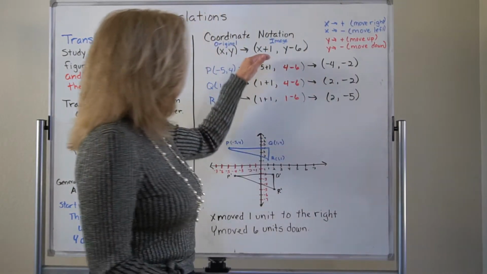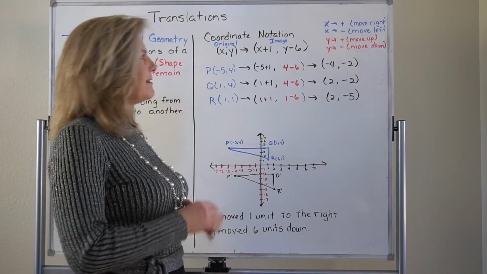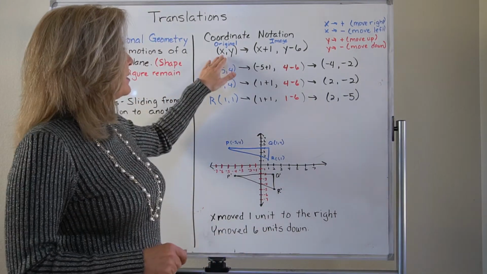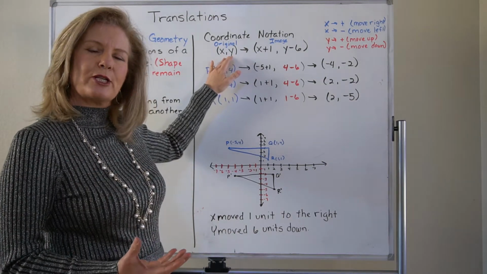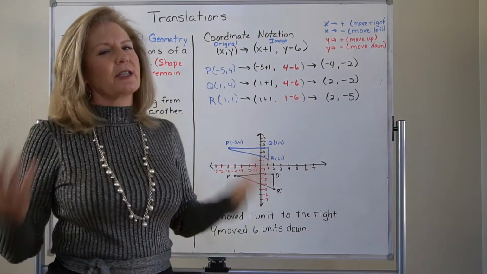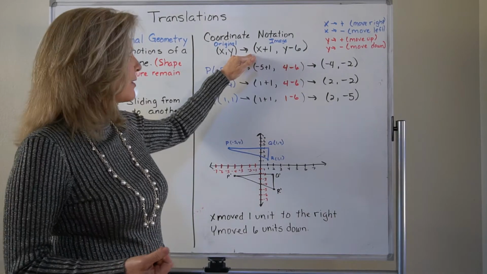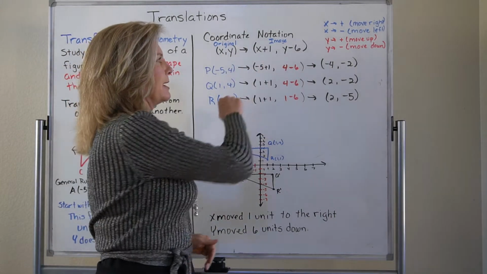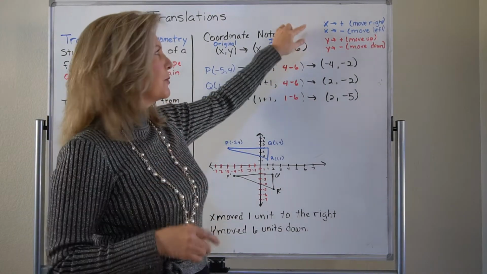So we can write this as a rule, or we can write this using words. Here's going to be a code which is called coordinate notation, and this is really how all transformations are written. When we read this, the very beginning part of the code always shows us the original position of our object. So it says (x, y), that's just the ordered pair. Then I know there's movement because I see the arrow, and then it's telling me x plus 1 and y minus 6.